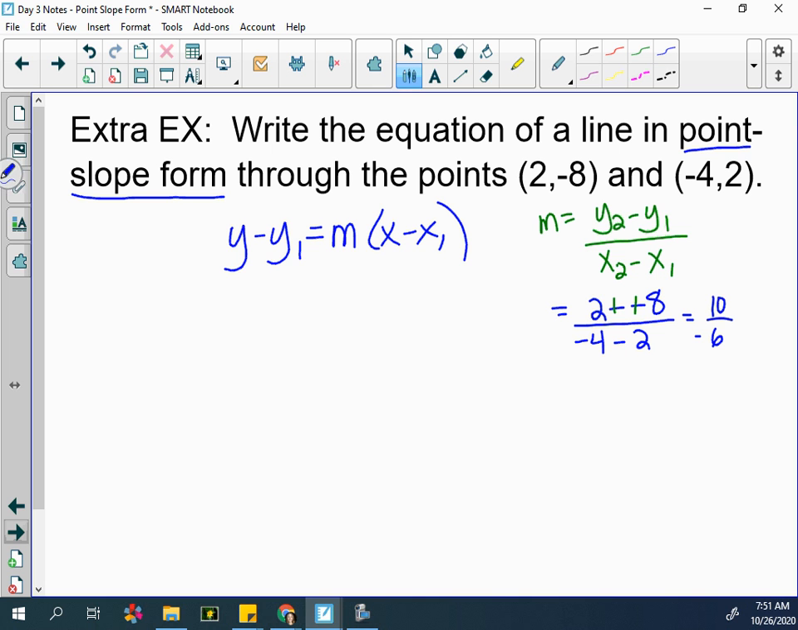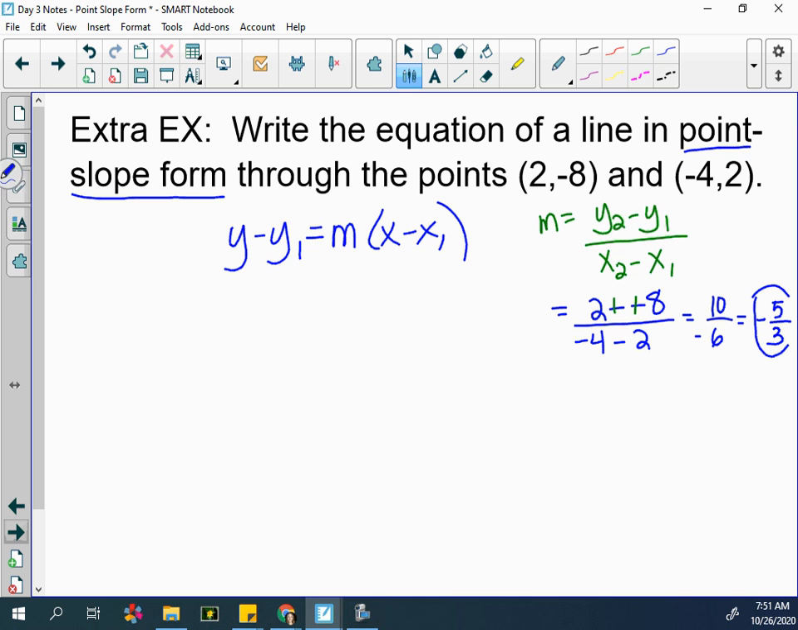And always reduce slope down. Don't turn it into a decimal, but let's simplify it down. So this negative on the bottom, I'm going to pull that out to the side. Usually it's just a negative in one of the two spots. So I can reduce it, divide both by 2. Looks like 5 over 3. Okay. So here is your m.